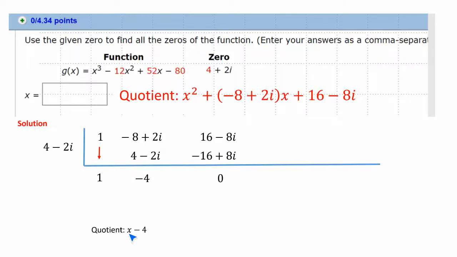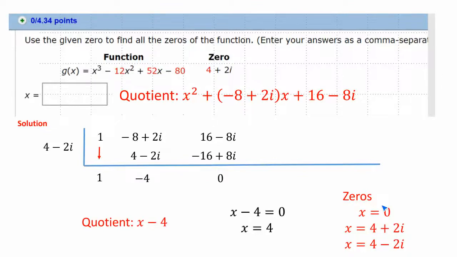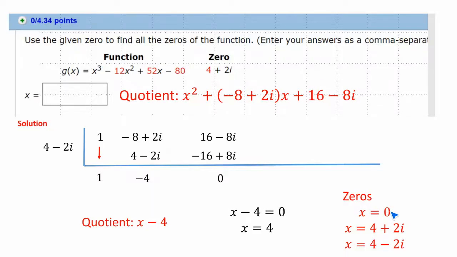So my quotient now is x minus 4. And I can set my quotient equal to 0. And so I get x equals 4. So my three zeros are x equals 4, 4 plus 2i, and 4 minus 2i. Okay, so that is going to be our, this 0 should be a 4. Okay, so just cross that out, put a 4.